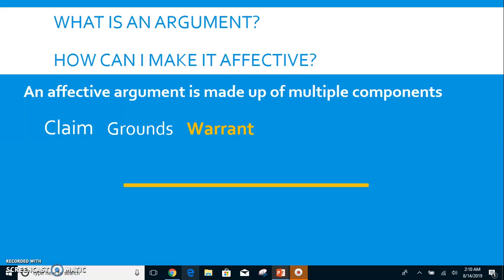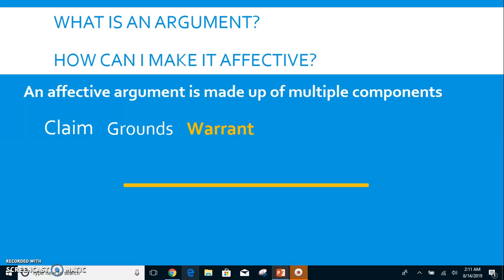And you connect those with a warrant. Okay? It is either implied or stated explicitly. This is just an assumption, you can say. So if I claim this and I back it up with this data, I'm assuming that they're connected or correlated in some way, shape, or form. And that assumption is my warrant. That clear connection, or not so clear connection, between the two.